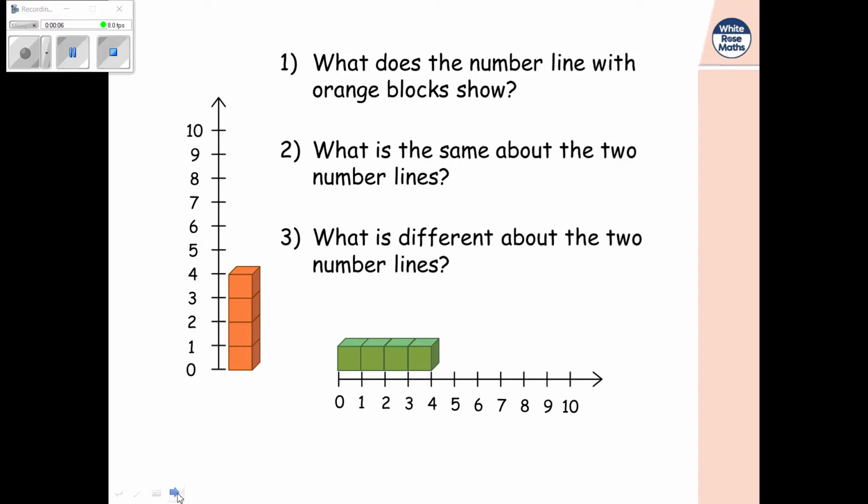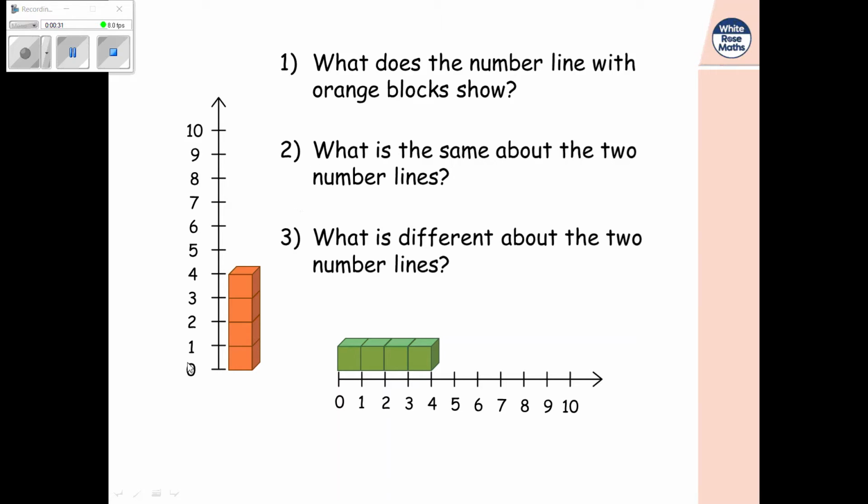Number one, what does this number line with orange blocks show? Have a little think. Okay, so hopefully you just moved your finger up here and you know that it shows 4. So it represents 4 cubes. Okay, so number 2, what is the same about the 2 number lines? Have a little think.